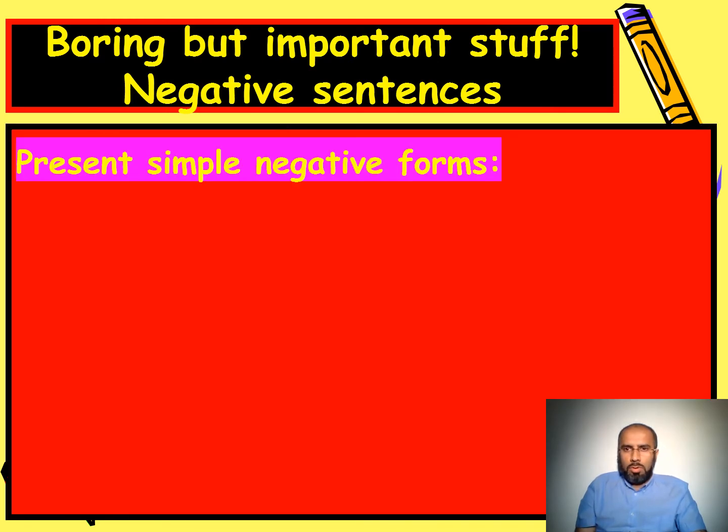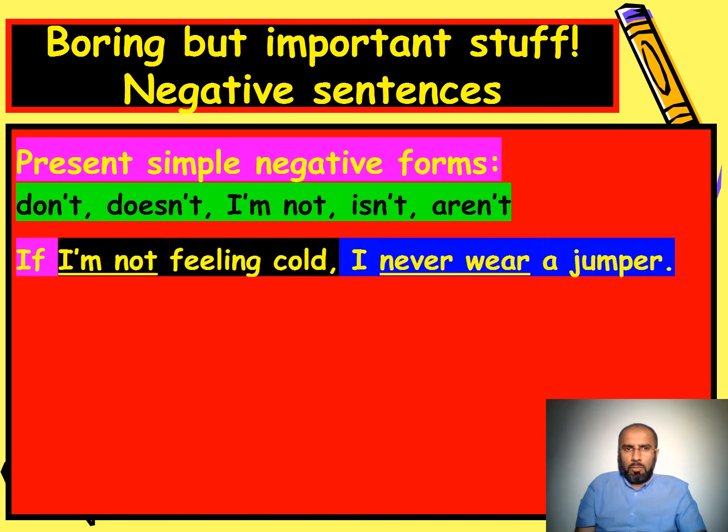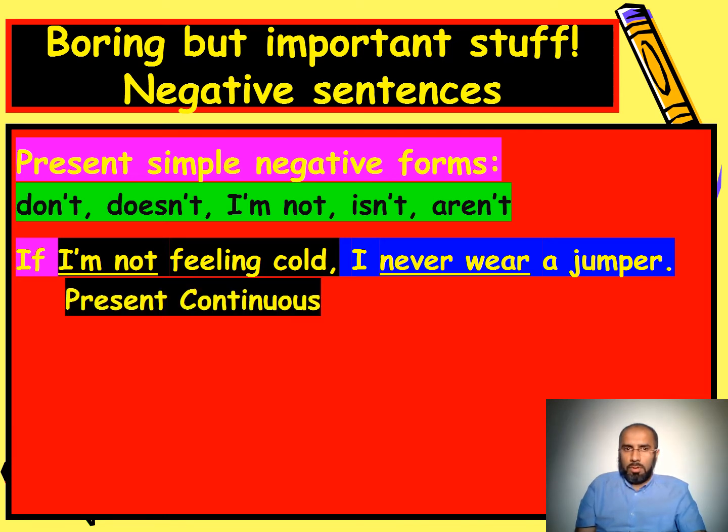Let's have a look at one more example for negatives. If I'm not feeling cold, I never wear a jumper. Okay, so here we can also use present continuous in some of the examples because it is kind of a feeling. So I'm not feeling cold.